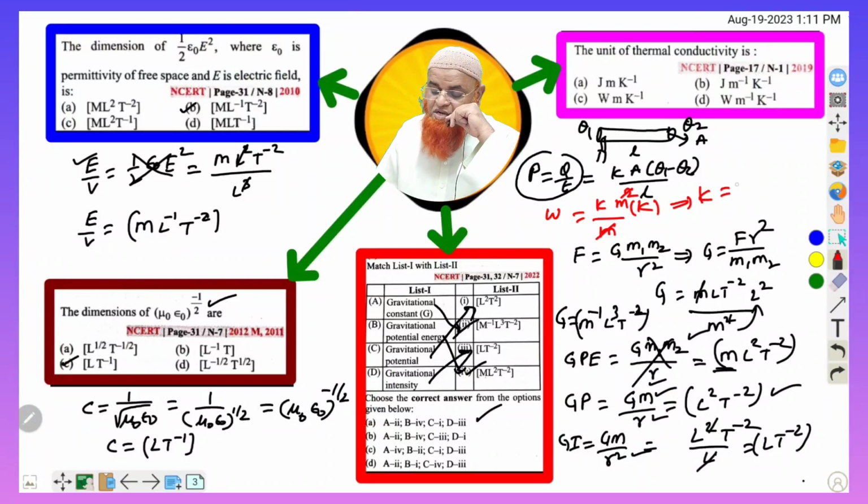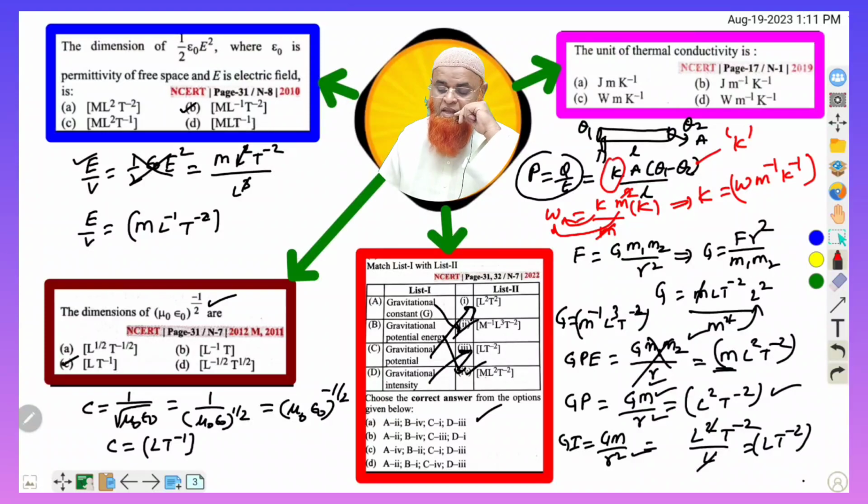So we need to find the coefficient of thermal conductivity K. We need to take W as watts and send this K to that side and also this m to that side. Therefore we will be getting m power minus 1 K power minus 1 as the dimensional formula for the coefficient of thermal conductivity. Even here, for temperature the dimension is K only, which is Kelvin, and the coefficient of thermal conductivity is also given with the letter K. So anyhow, we are getting the formula K is equal to W m power minus 1 K power minus 1. So that is D option, which is going to be our correct answer. Hope you have enjoyed the flow chart of previous year questions.